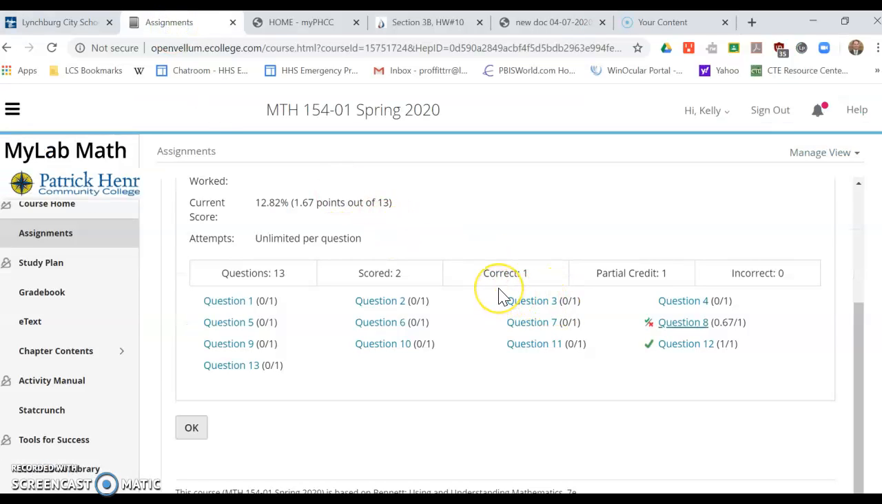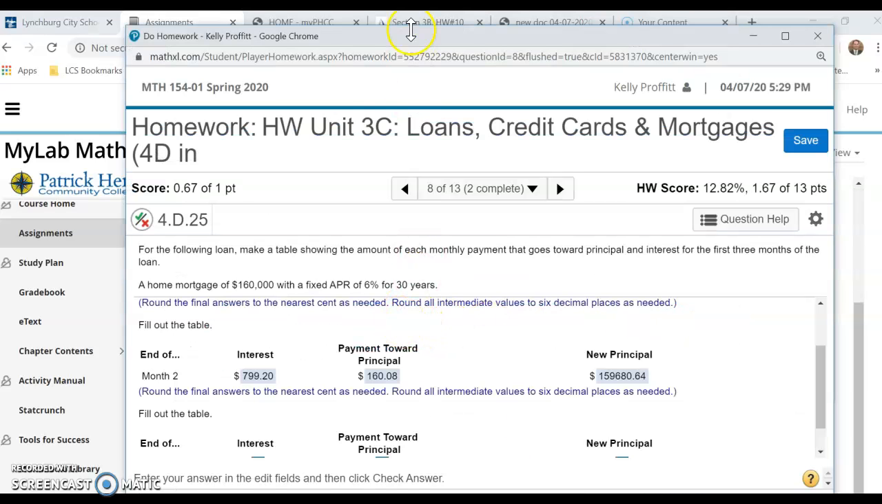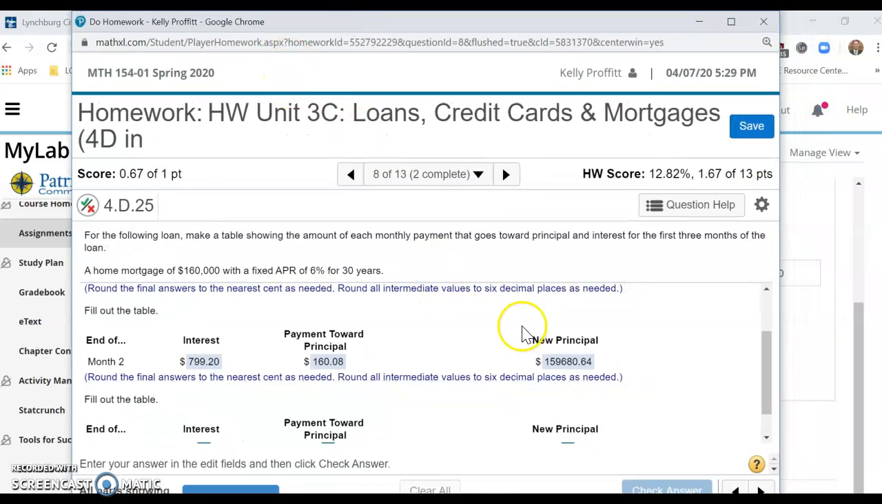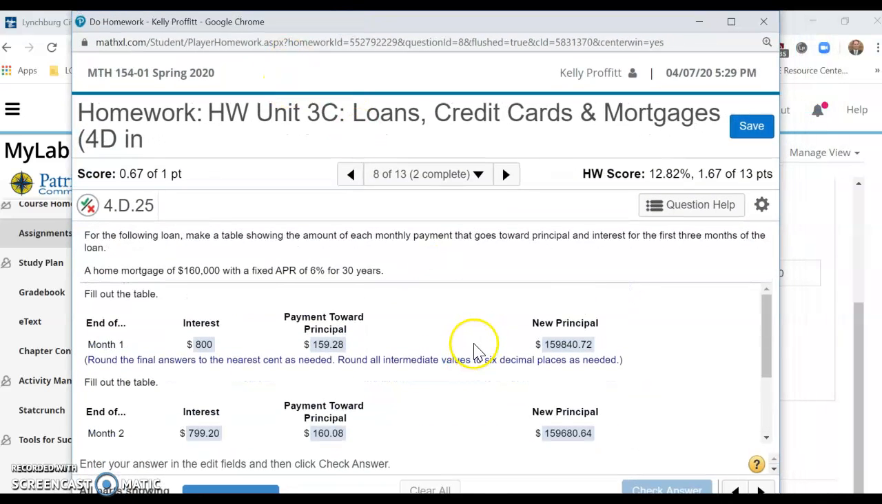Hey guys, I've had a question on section 3C, question number 8 on the homework. So I'll pull that one up. It has to do with an amortization schedule. It's a mini amortization schedule.